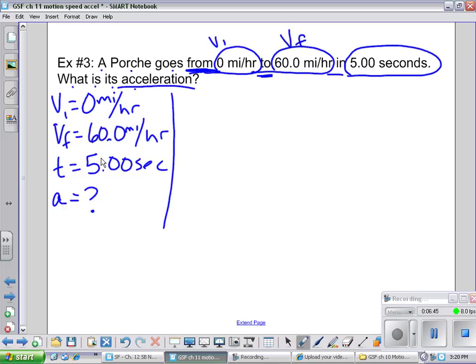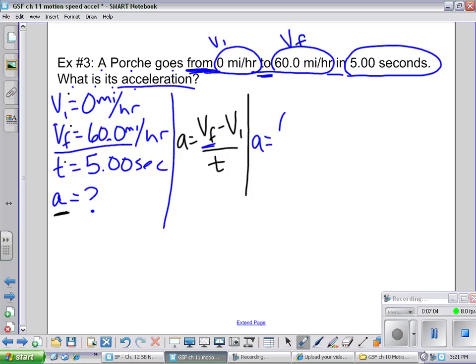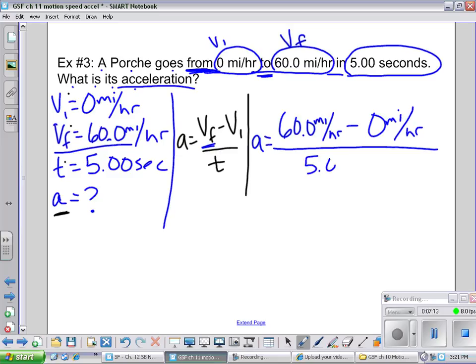All right, so next step, I'm just going to write my formula. My formula for acceleration that has time, VF and VI, is acceleration equals VF minus VI divided by T. And then I'm just going to substitute in my numbers. You have to make sure that you put your VF first. So my VF is the 60, all right, so 60 miles per hour minus the 0 miles per hour, and all of that divided by the 5.00 seconds.